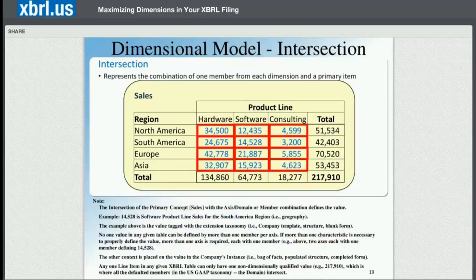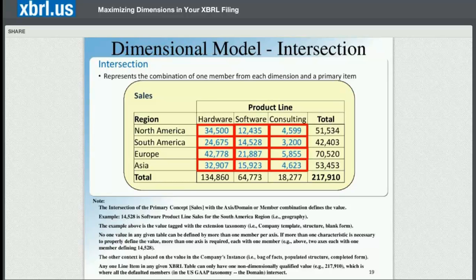Intersections. It is the intersection of the dimensions that define the values. Not every value has to intersect, well, they all have to intersect with the axis, but they don't necessarily have to intersect with an explicit member. So that 51534 just happens to intersect with a product line domain, which is defaulted, which therefore doesn't say anything about the fact.